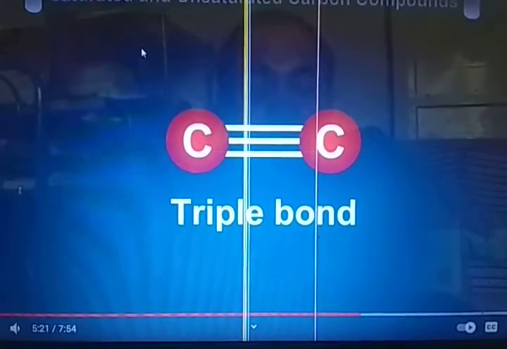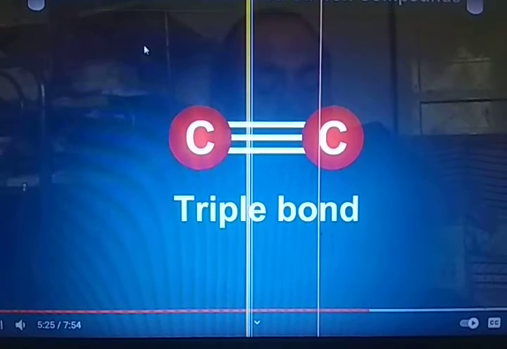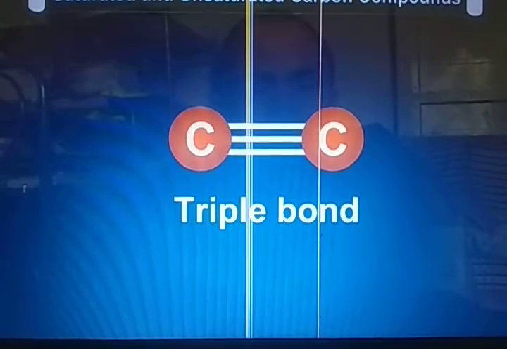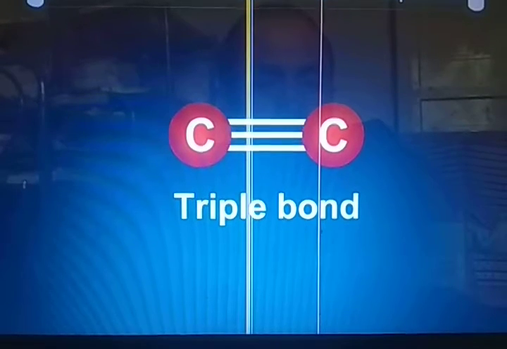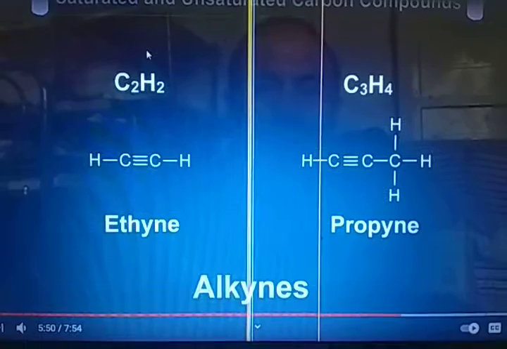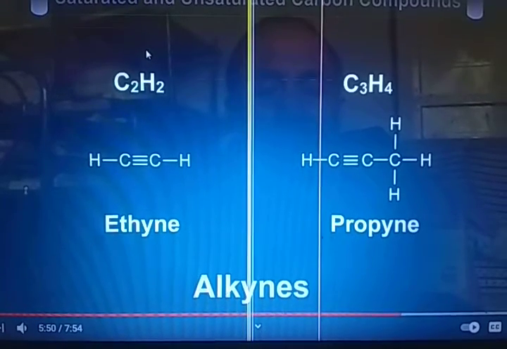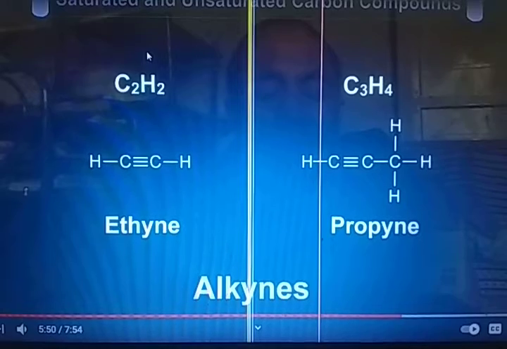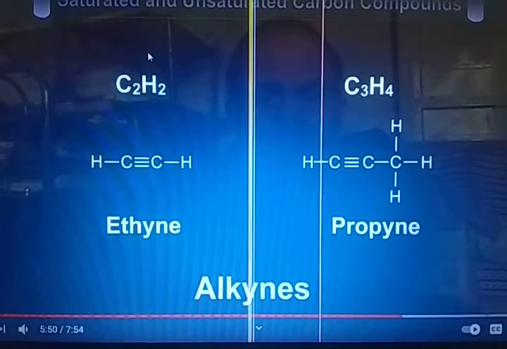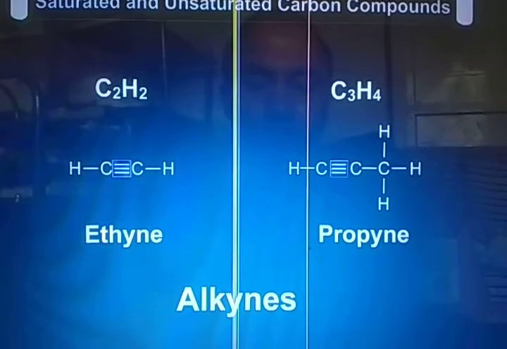Let us learn about the triple bond. Triple bonds are known as alkynes. These are unsaturated hydrocarbons in which the carbon atoms share three pairs of electrons. Therefore, the alkyne contains a triple bond. C2H2, that is ethyne, and C2H4 are examples of alkynes. If you observe carefully here, in between the carbon atoms, you can see a triple bond between the two carbon atoms.